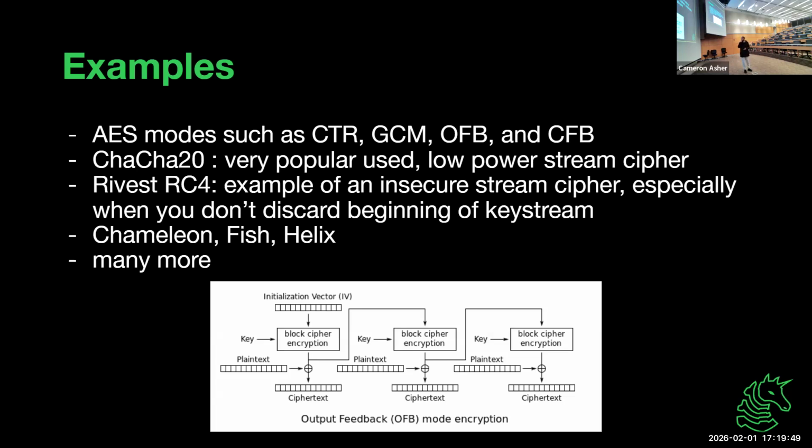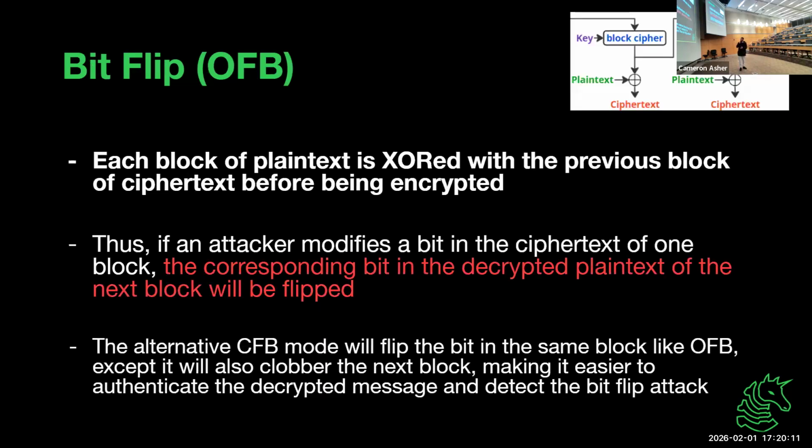And there are others. For example, this is an example of an AES mode that uses a stream cipher. As you can see, we start with an IV, we encrypt it with the key, and then we XOR it with the plain text to get a ciphertext. And then we go on. So here are a bunch of attacks on stream ciphers and also block ciphers.